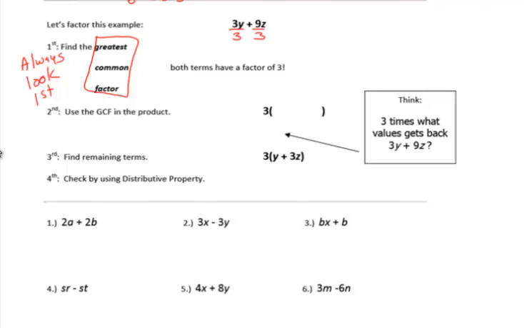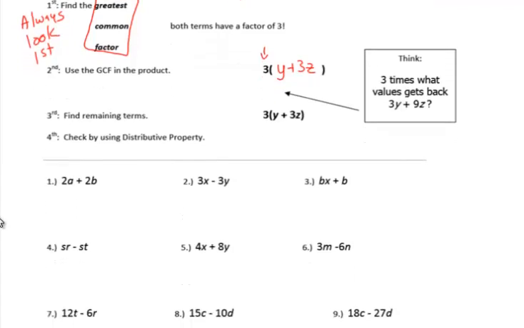So we've got 3 here. Don't forget to write that. That's important. And then it's going to be y plus 3z. The reason why y and z are not a part of the GCF is that they're not common. In order for it to be in the GCF, it would have to be in both of those. And so that's find the remaining terms.